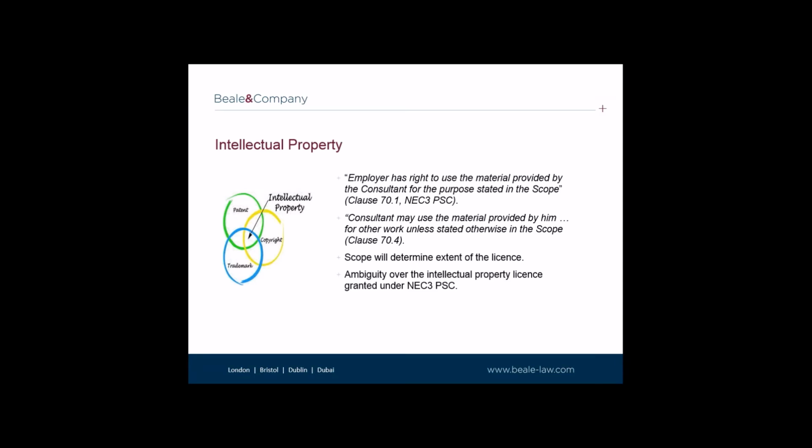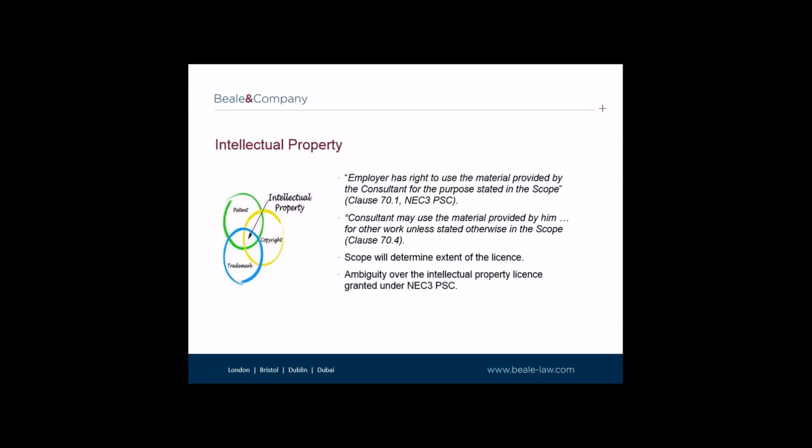The intellectual property provisions in the PSC are short and sweet. Clause 70 provides that the employer has the right to use the material provided by the consultant for the purpose stated in the scope. It also states that the consultant may use the material provided by him under the contract for other work unless stated in the scope. This is seeking to achieve a typical IPR license by not using the usual legal jargon which we are accustomed to in other typical appointments.